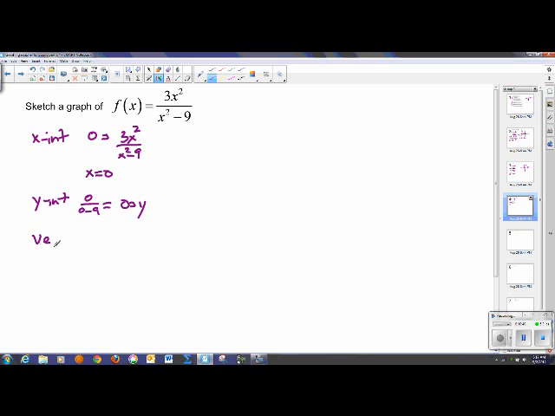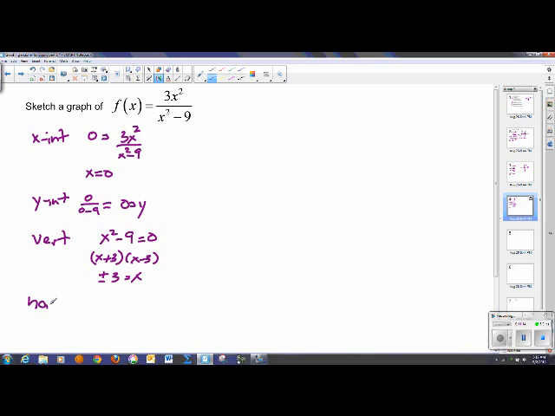Vertical asymptote, we're going to set our denominator equal to 0. And you'll notice in this case we have a factoring. So this is x plus 3, x minus 3, which gives us plus and minus 3 equals x for our vertical asymptote. So we actually have two vertical asymptotes.